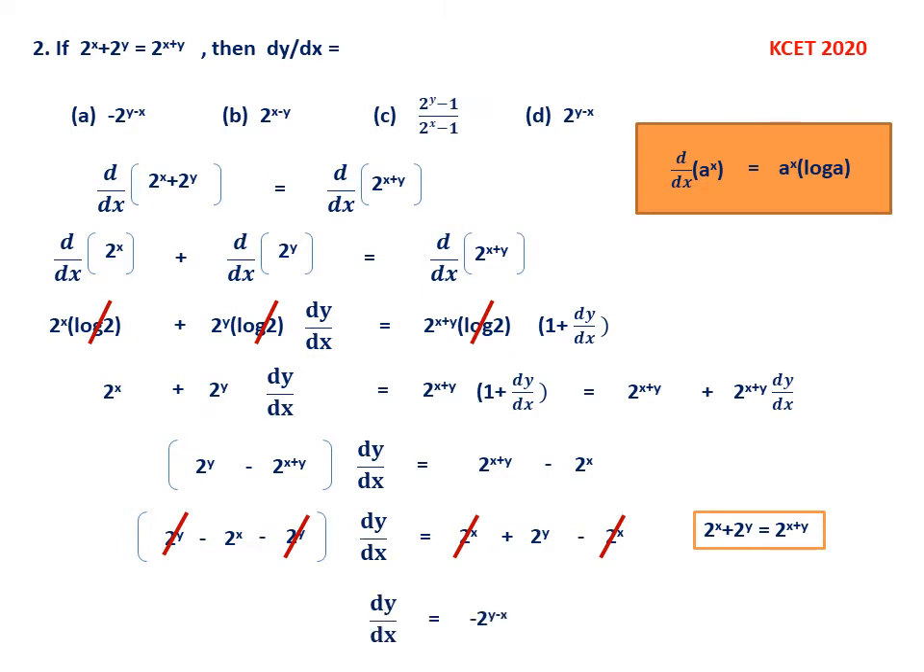Therefore, the final answer is dy by dx equal to, cross multiply, you get minus 2 power y minus x. So, this is the option. A is the correct option. So, this is the second question. Let us go to the next one.